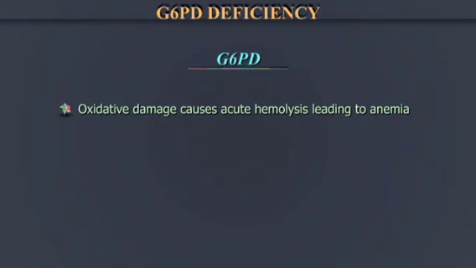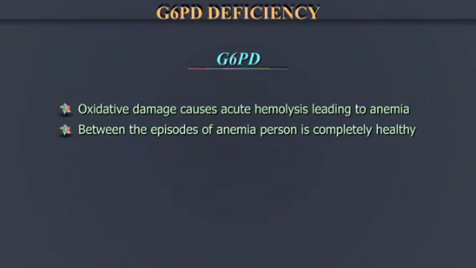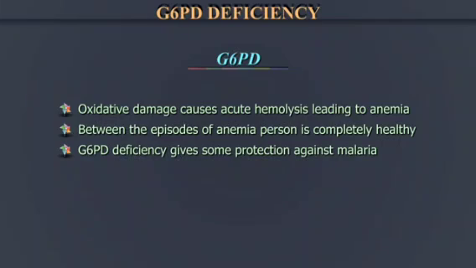Oxidative damage can cause acute hemolysis leading to anemia. Between the episodes of anemia, the person is completely healthy. Interestingly, G6PD deficiency gives some protection against malaria.